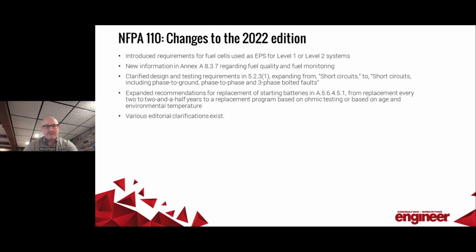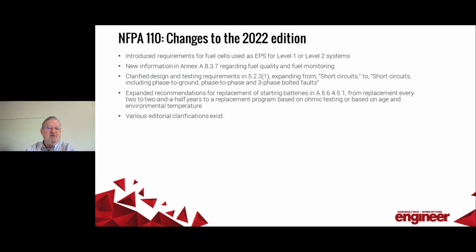Here's a list of changes in the 2022 edition of NFPA 110. First, there's the introduction of requirements for fuel cells. With these requirements in place, fuel cells can now be used as standby energy sources. Adding them to the code leads to the separation of requirements for systems with rotating equipment and those with fuel cells, and that makes for a lot of paragraph renumbering.